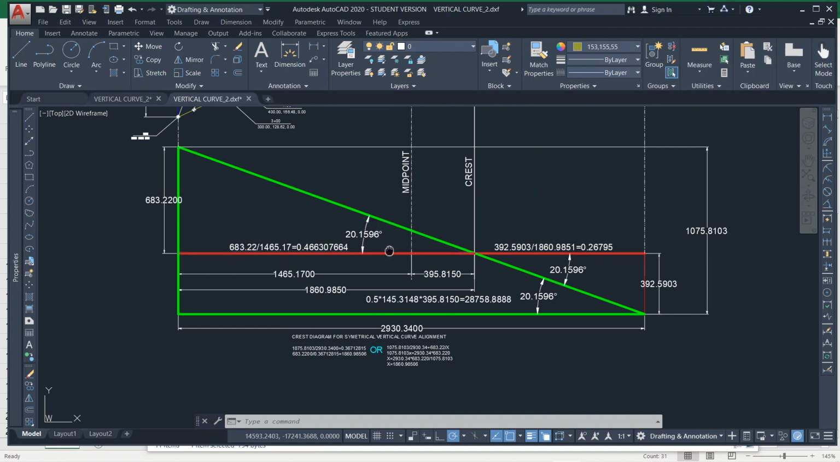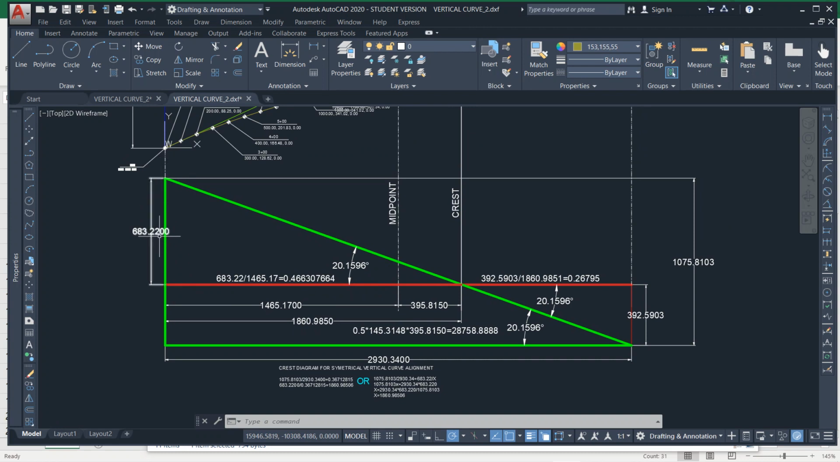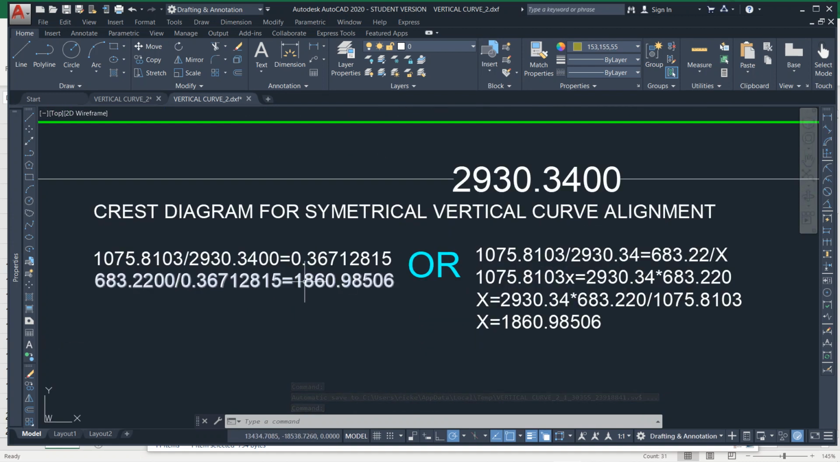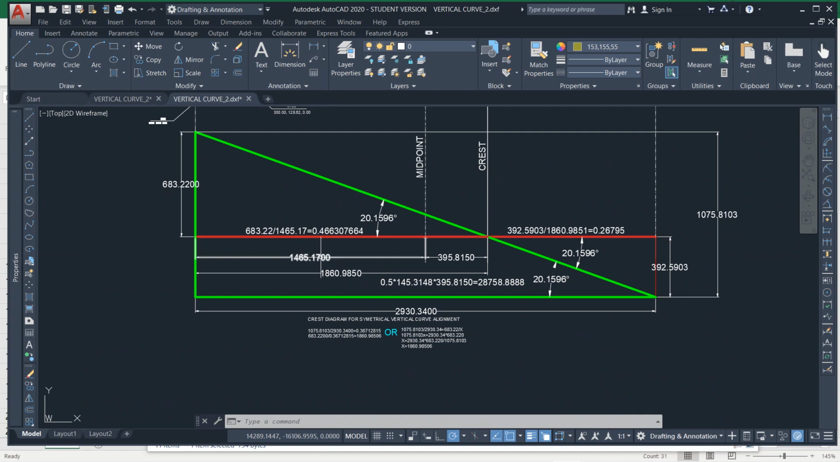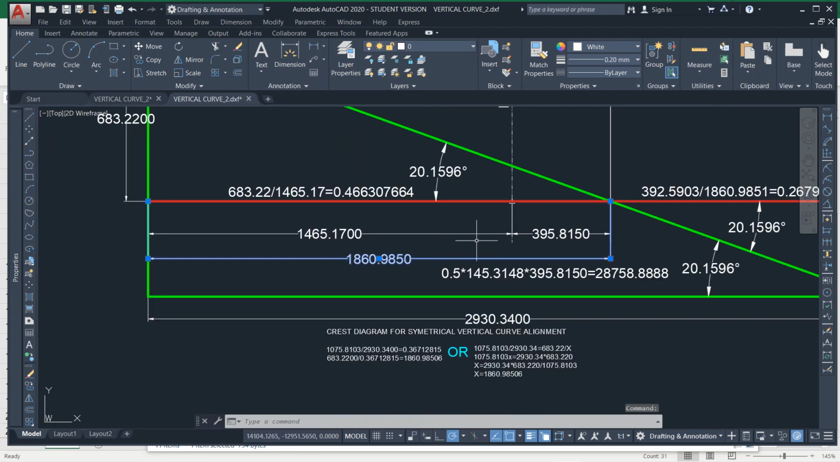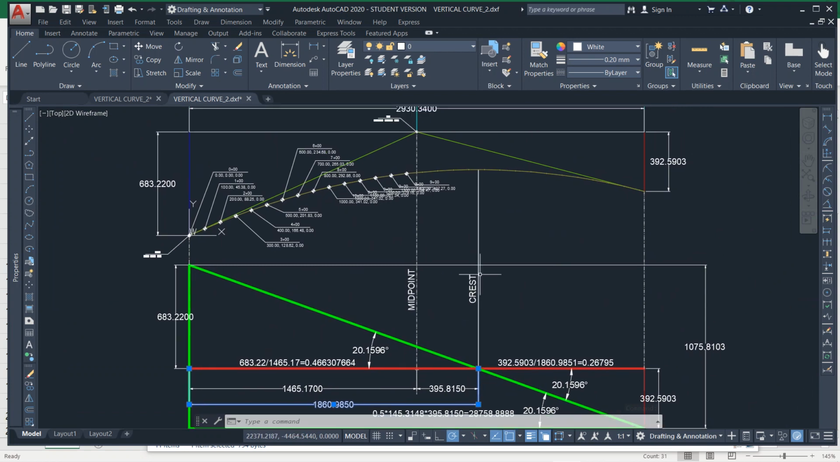So we know that the distance between here and here, the vertical distance, 683.22, is to x, same as this vertical is to the horizontal here, the x here. So there's the algebra there. 683.22 over 0.367, and you get 1860.985. That's your PVI. That's the X for the PVI, right?